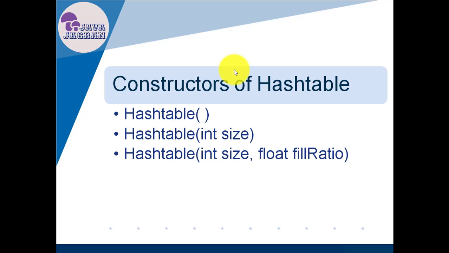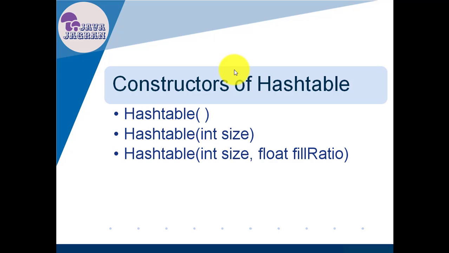If you see, there are actually four constructors in the hash table in the later versions. But initially three constructors were given. That's why I'm counting only three. I'm talking about the legacy things, whatever was given in Java 1.0. So the first constructor is the empty constructor, meaning the zero-argument constructor.